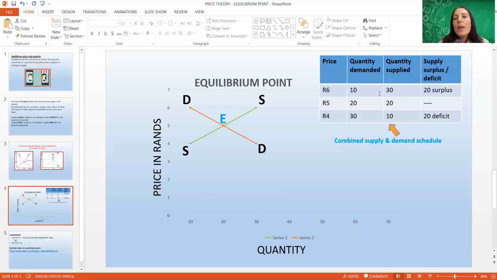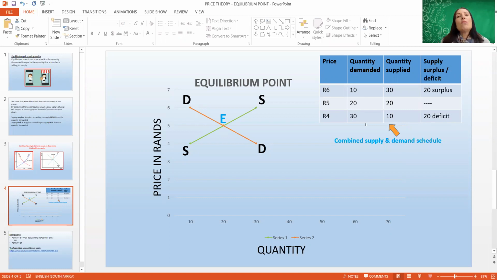If we go to the 5 Rand, we'll see there's no surplus because quantity demanded is equal to quantity supplied. And then on 4 Rand, we will see a 20 unit deficit. Why? As the supplier, I'm only prepared to put 10 packets of chips into the market, but the market wants 30 of them. So there is a shortage, a deficit, same meaning, a shortage of 20 packets of chips there. So now the people will have to fight for those 10 packets.